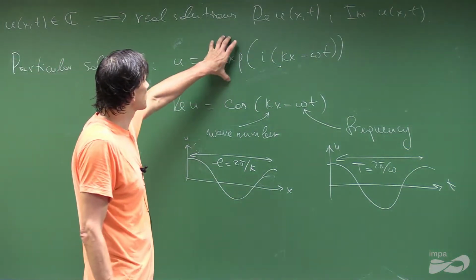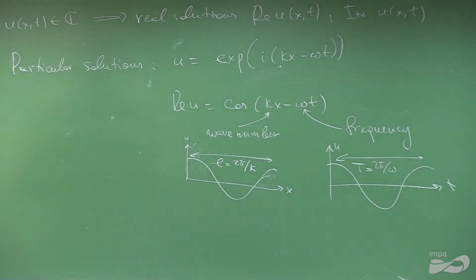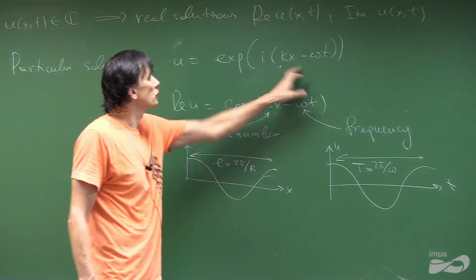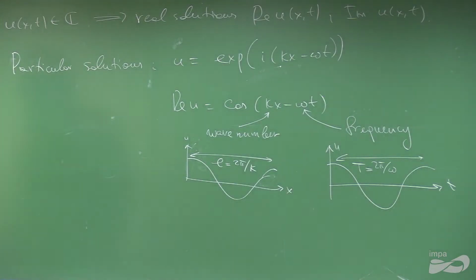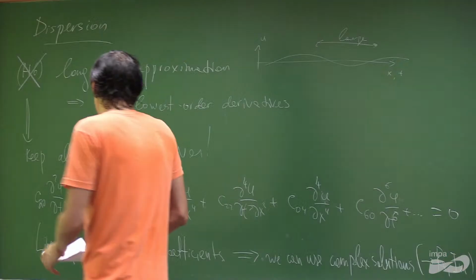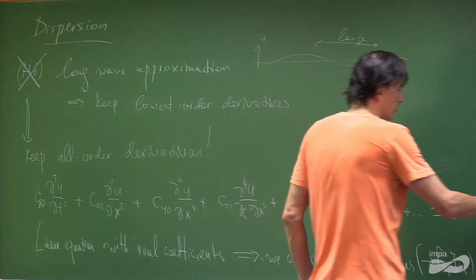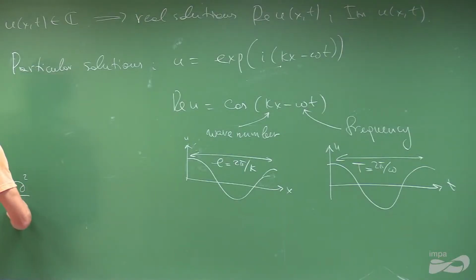What we consider with this kind of solution is to try to find k and omega which satisfy the equation of motion. So what you immediately can see is that every second derivative with respect to time.